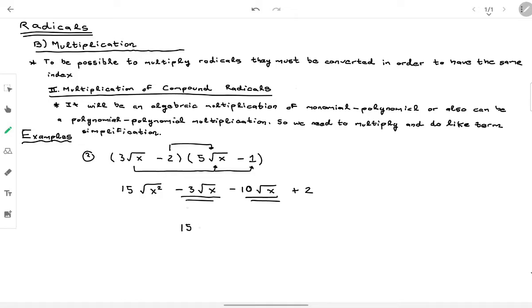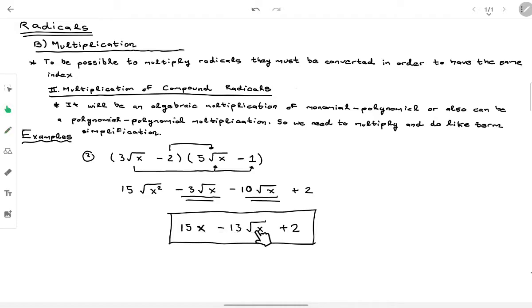The square root of x, of course, we can take it out. It's going to be only x. Then it's going to be minus 3 and minus 10, it's going to be minus 13, that multiplies the square root of x, plus 2. This one will be my answer. It's correctly ordered because x is bigger than the square root of x, so that's why this one goes before this one. So this one is going to be our actual answer.